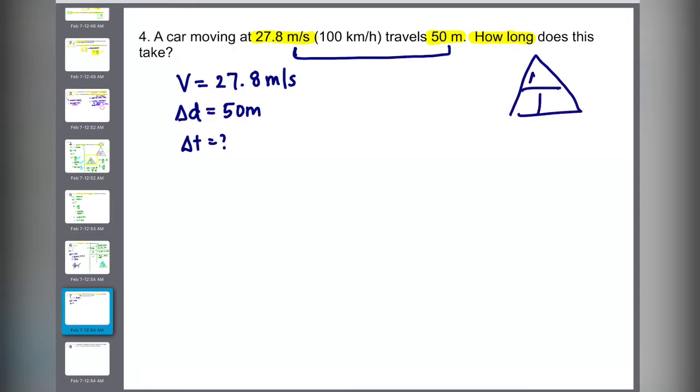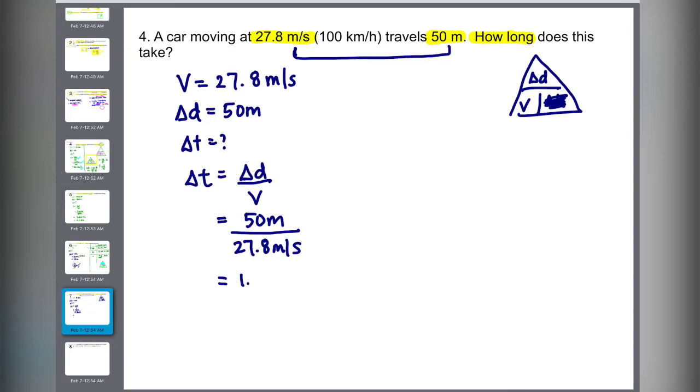Magic triangle, D is at the top. I want to find out what is time. So I take a look at it. I cover up my delta T. D is at the top, V is at the bottom. So delta T is what I'm looking for. D is 50 meters. Velocity is 27.8 meters per second. So take my 50 at the top. I divide it by 27.8. This worked out to be 1.7985. So I'm going to write 1.8.